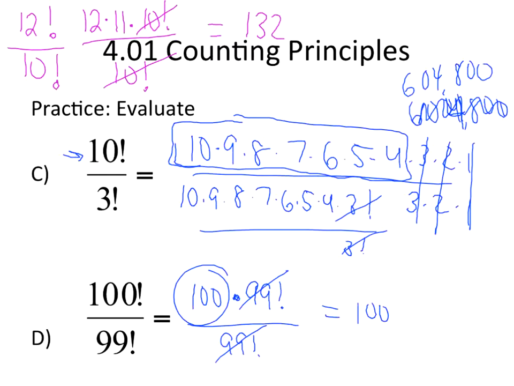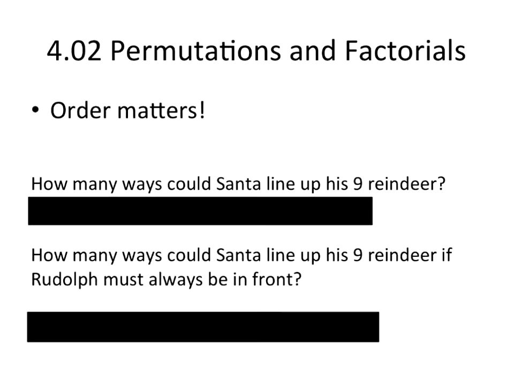So that is all of 4.01. How do we feel about 4.01, okay? If I see or, it means add. If I see and, it means multiply. If I see factorial, now we understand what an exclamation point means in math. Okay, great job. Moving on to 4.02.